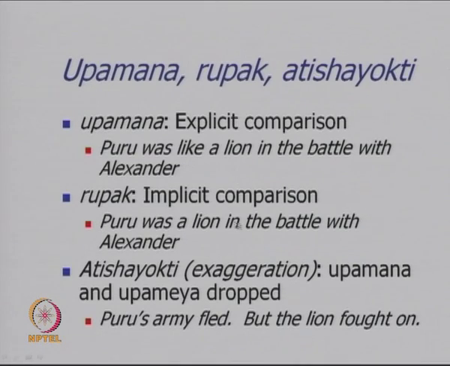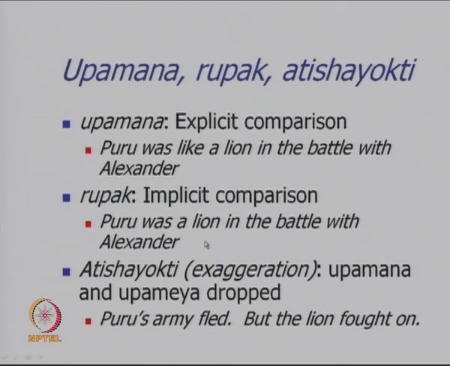Rupak, on the other hand, is implicit comparison. If we drop the word like, then we say Puru was a lion in the battle with Alexander. So, it is not as if Puru suddenly gave up his property of being human. Puru did not give up being human and suddenly assume the shape, nature and property of a lion. No, that is not the case. Puru was a lion in the battle with Alexander means Puru behaved like a lion in his courage and valor in the battle with Alexander.